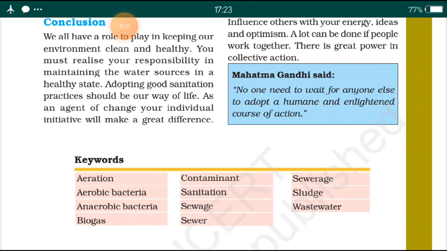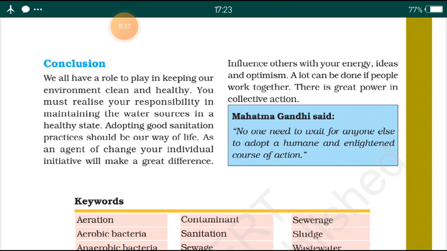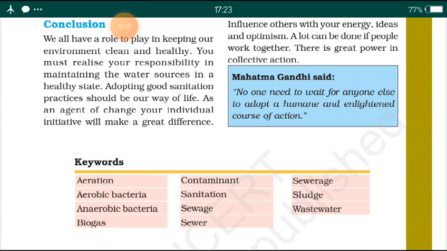There is strength in unity, that is what it means. Mahatma Gandhi said, no one need wait for anyone else to adopt a humane and enlightened course of action.